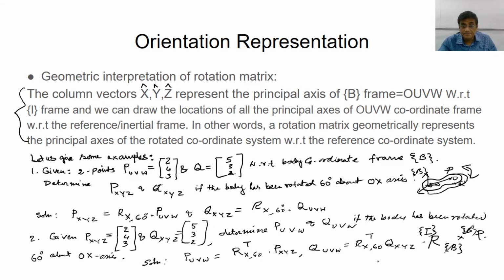What if, example 2, I know the position and the orientation, I know the point positions with respect to the inertial coordinate frame? Now my known parameters are P xyz and Q xyz. How do I determine P uvw and Q uvw, that is, the points as seen from the body coordinate frame?